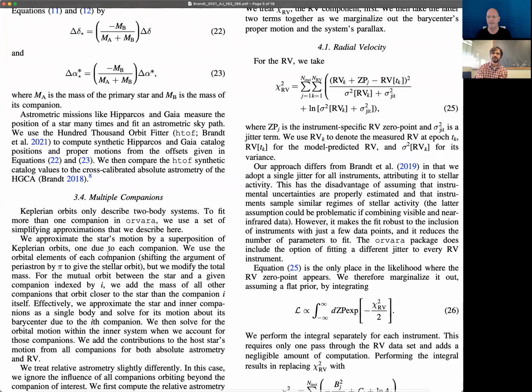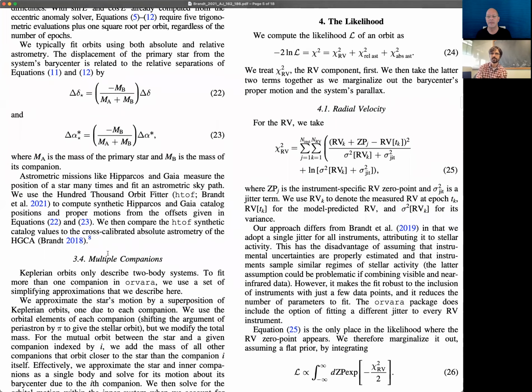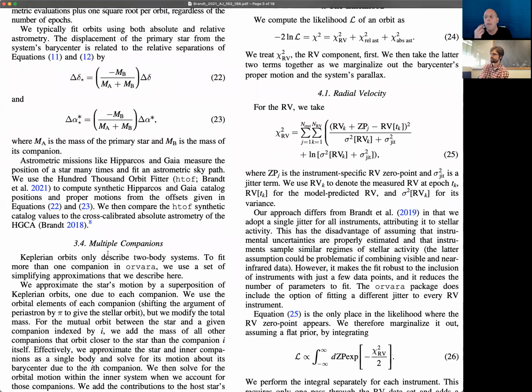So then the likelihood, we're just going to do a classic likelihood approach here, where we write down the log likelihood as chi-squared, and that is going to have components from the radial velocity, the relative astrometry, and the absolute astrometry. And you can write all of those things down and then feed it to Markov chain Monte Carlo.